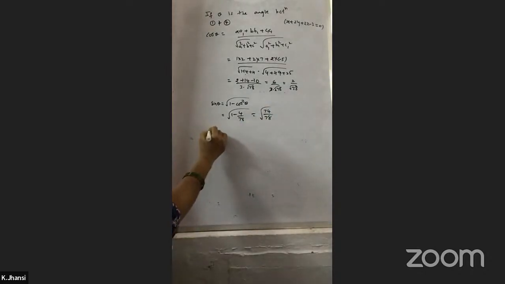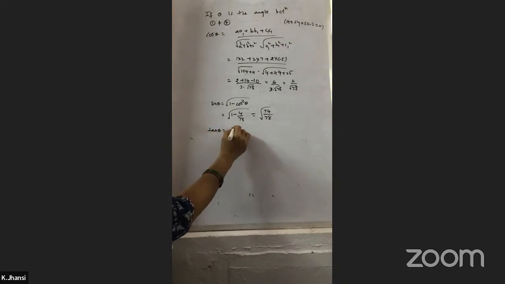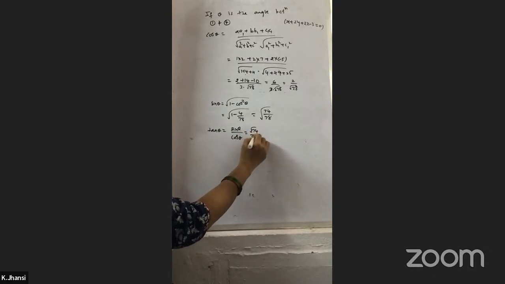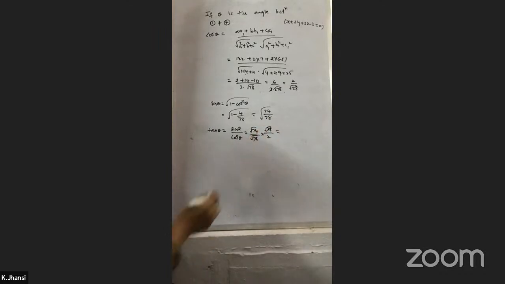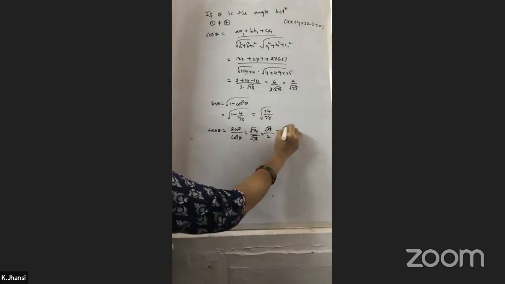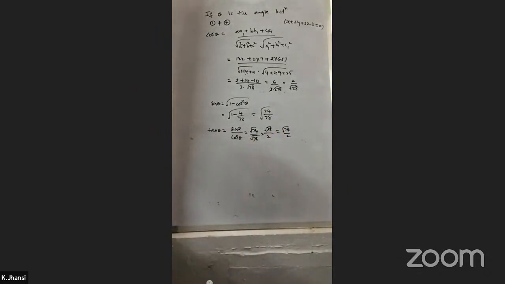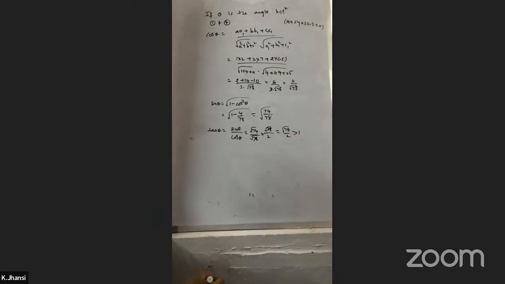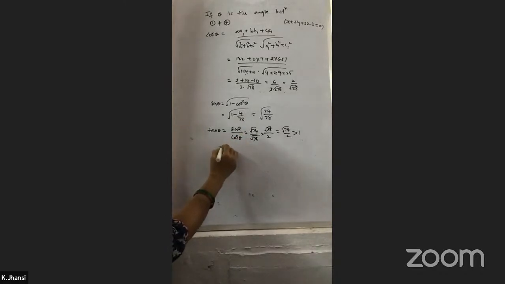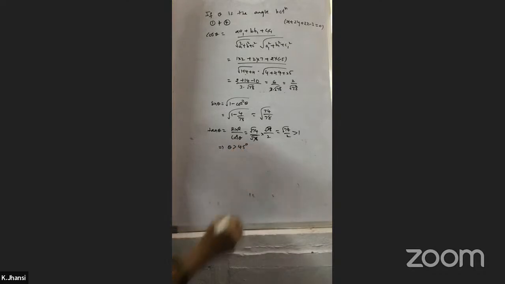Now tan theta equals sin theta by cos theta. So the sin theta value is root 74 by root 78, and cos theta is 2 by root 78. Both will get cancelled. Tan theta equals root 74 by 2. With the help of a calculator, find root 74 and divide by 2. You will get a value greater than 1, some 1 point something. So since tan theta is greater than 1, theta is greater than 45 degrees.